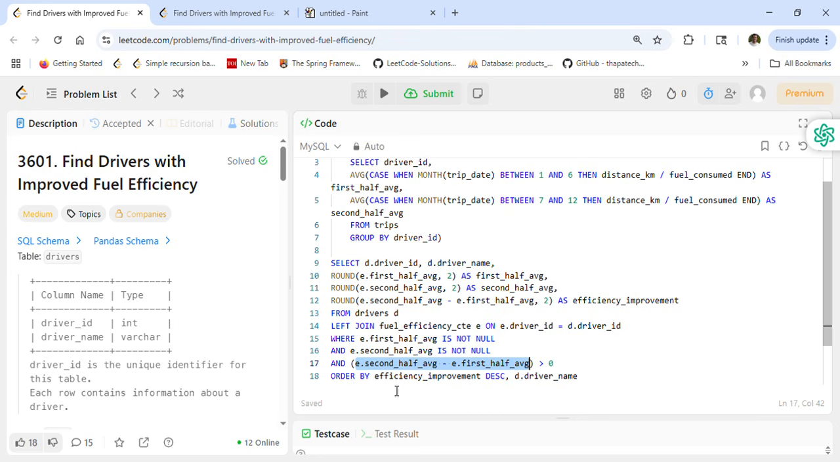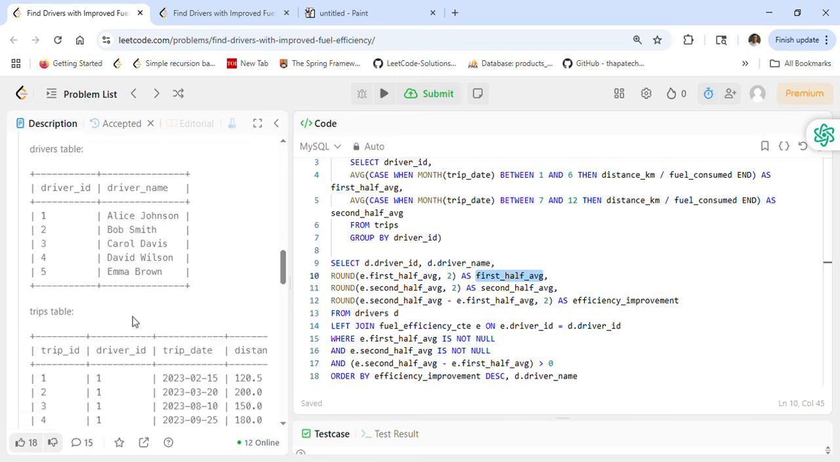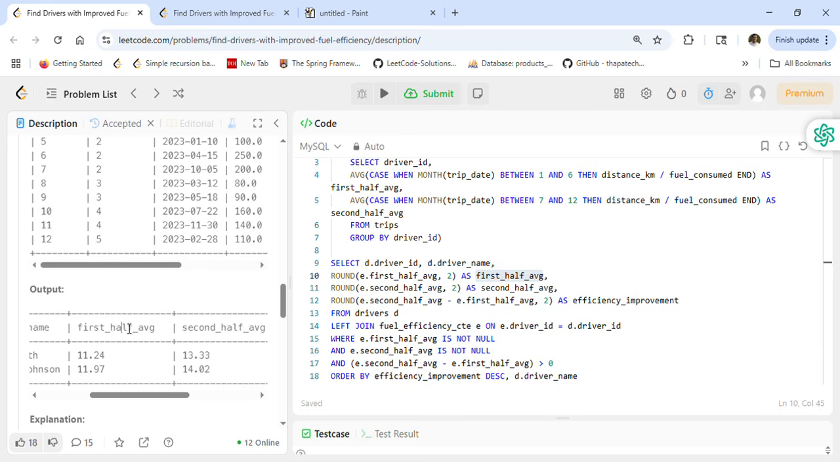That's why. Okay, so you will do that, and what you will select here is d dot driver id, d dot driver name, and then you will use the round function, because you want to round to 2 decimal places. So e dot first half average you will round to 2 decimal places and call it first half average, because if you look at their output, that's what they are calling it. Then you will do e dot second half average, again rounded to 2 decimal places, as second half average.